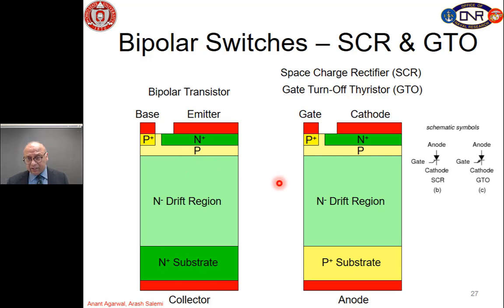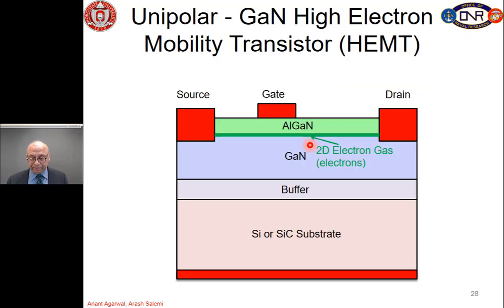The device on the right hand side is called the space charge rectifier, and another name for this device is thyristors, and also it comes as a gate turn off thyristor. We will describe all this in detail, but essentially the current flows from cathode to anode and can be controlled by the gate voltage. This kind of device again has both electrons and holes flowing in it, and it's called a bipolar switch, and is employed in applications that require thousands of amps. So, this is basically a desired switch for very high voltage, high current applications.